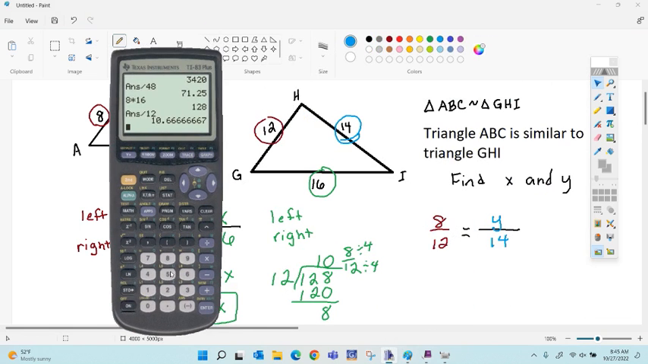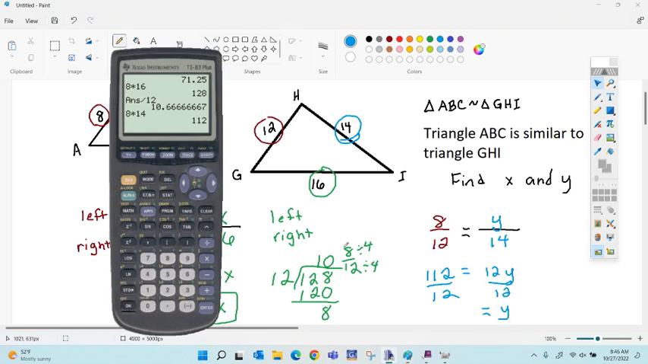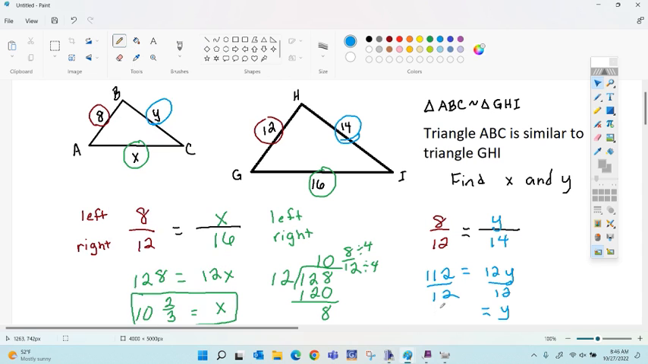So 8 times 14 is 112 equals 12y. Once again, when we divide by 12, it's not going to come out even. So we're going to do 112 divided by 12. That's 9.3 repeating. What fraction is 0.3 repeating? 3 over 9, 1/3. Remember I said 0.3 repeating comes up often? 3 over 9. So 9 and 1/3.